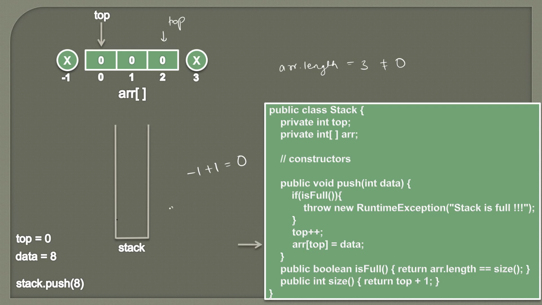And then using array of top, we will assign the data. So array of 0, we will assign a value 8. So 8 will come here like this. And if we visualize the stack, it looks like 8 is pushed into the stack and top is pointing to it.